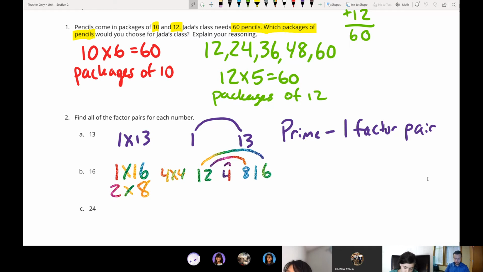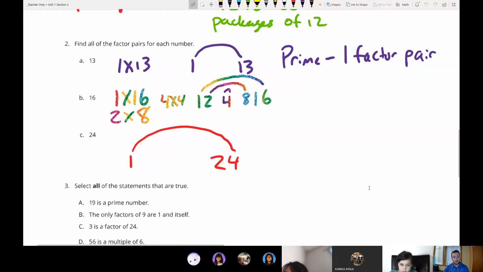Okay, let's look at 24 real fast. We have 1 and 24, right? Because we can always do 1 and the number. 2 goes into it. How many times does 2 go into it, Camila? 12. Yep, 12 times. Nice job. Eileen, does 3 go into 24?